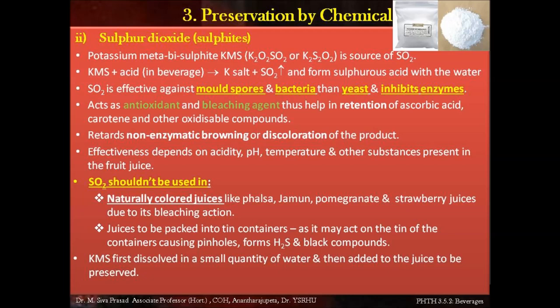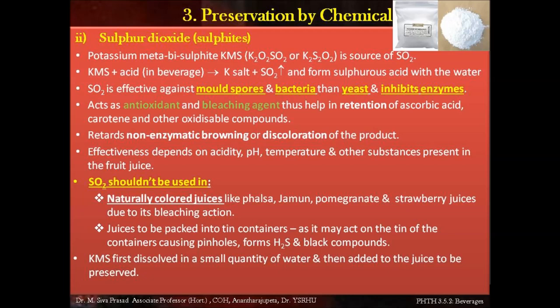It can even inhibit enzymes. It acts as an antioxidant and a bleaching agent. Since it is an antioxidant, it can retain nutrients like your ascorbic acid and carotene. That's why it acts as a very good preservative, which means the quality of the juice is retained. Not only can it prevent microbial growth like mold spores or even bacteria, and control enzymatic action, it also retains valuable ascorbic acid because of its nature as an antioxidant, and it also acts as a bleaching agent.